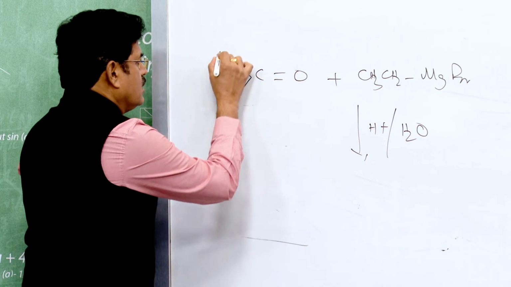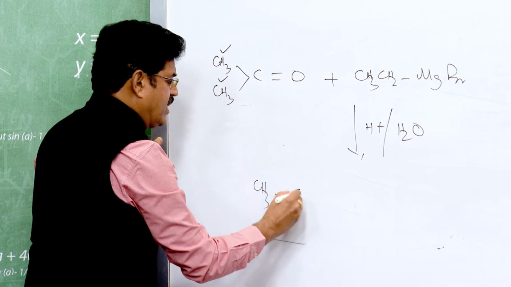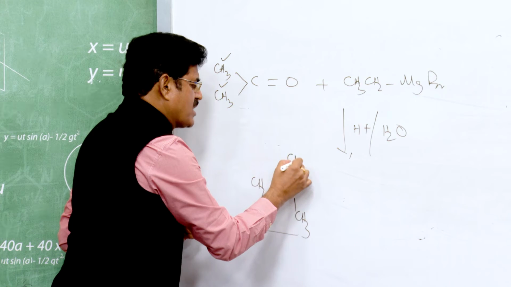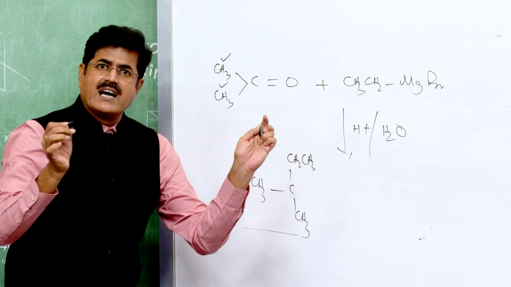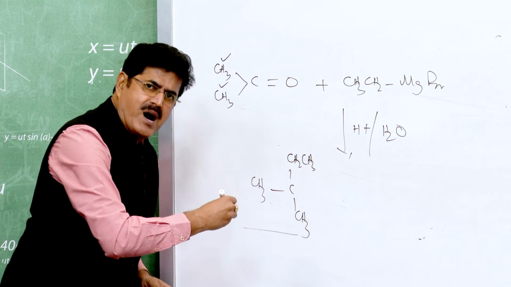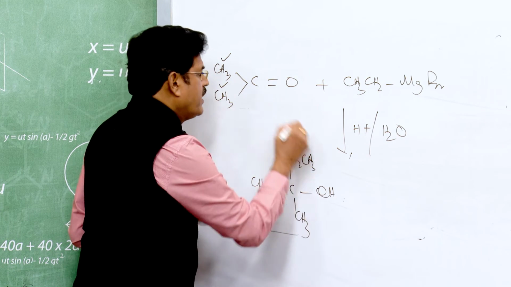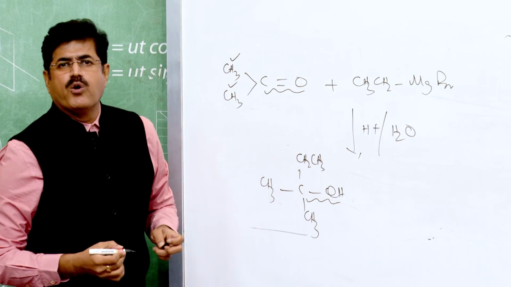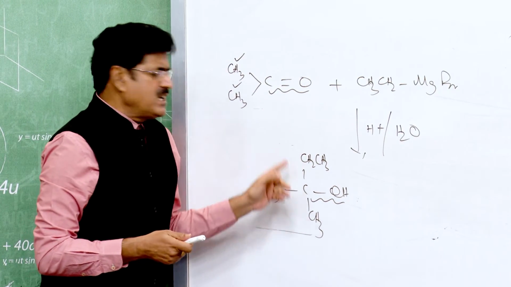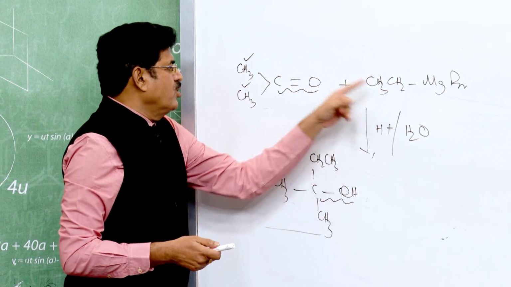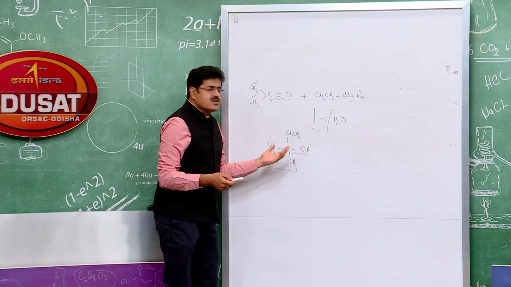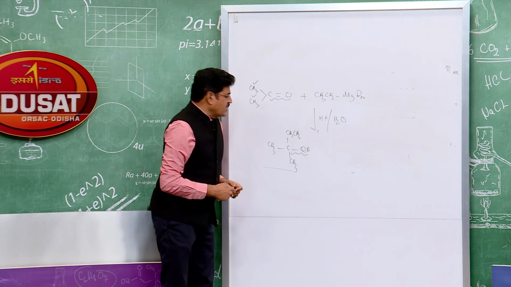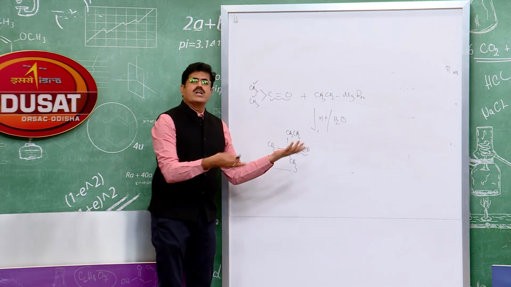A tertiary alcohol. Both methyl groups, CH3, must be present. Next, the Grignard reagent's alkyl group must be added, because it acts as a nucleophile and adds to the carbonyl carbon. And next is OH. Simple. So carbon double bond O now appears as carbon single bond OH, and the ethyl group is attached to the carbonyl carbon. This is the tertiary alcohol. The IUPAC name is 2-methyl butan-2-ol.